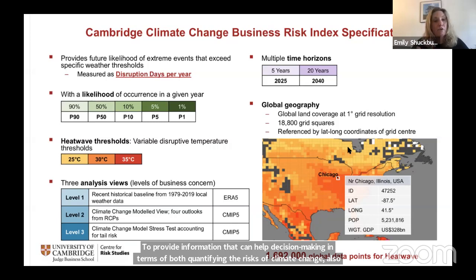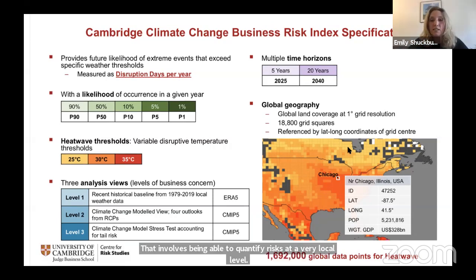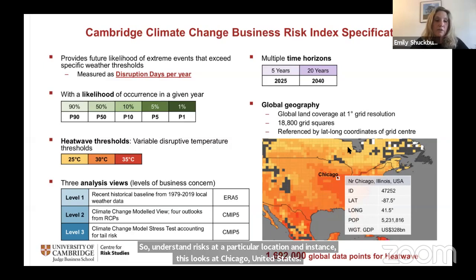And that involves being able to quantify risks at a very local level, to understand the risks at a particular location. In this instance, it's looking in at Chicago in the United States and the risk of different extreme weather events under different future scenarios.